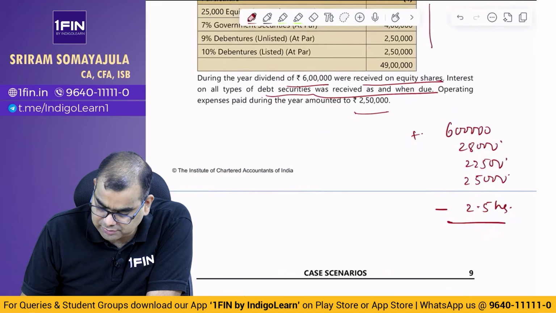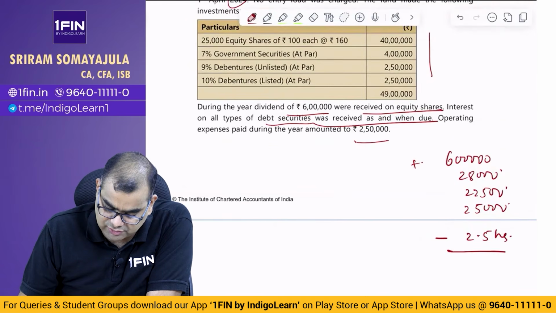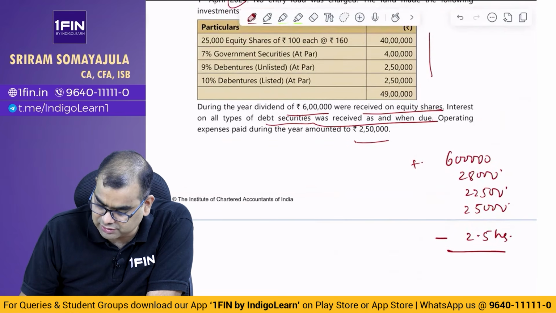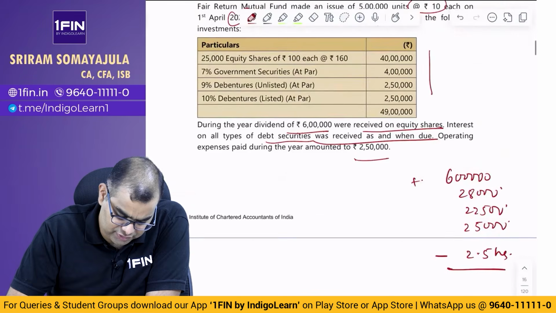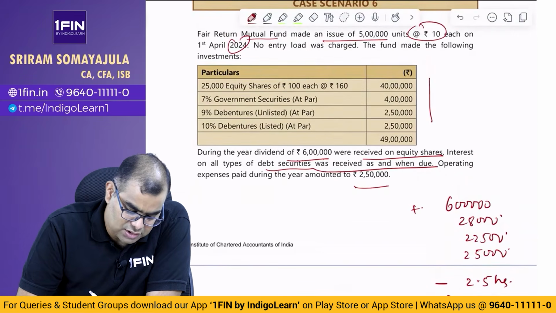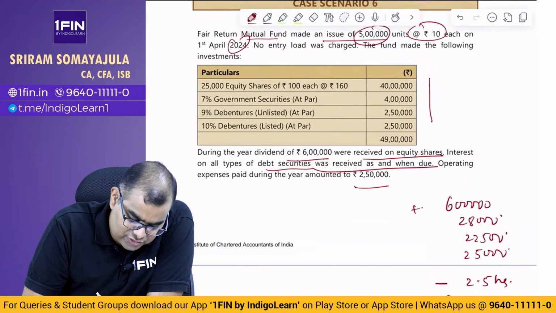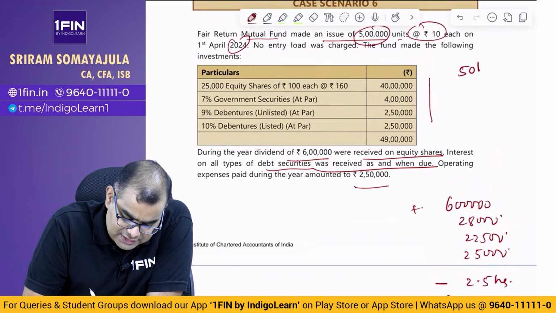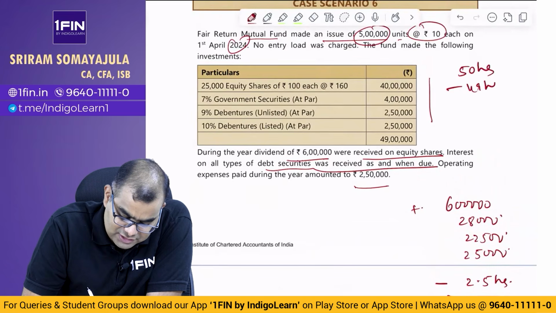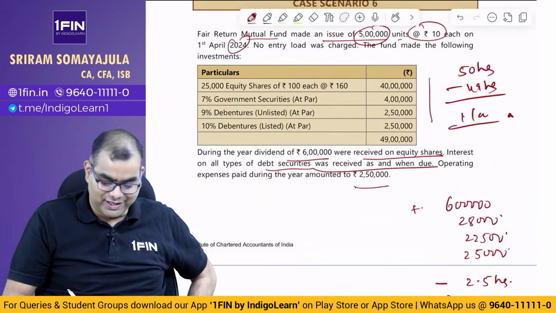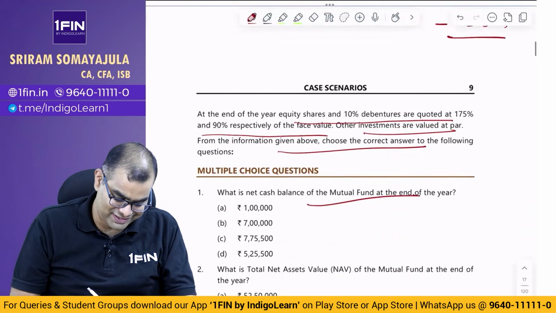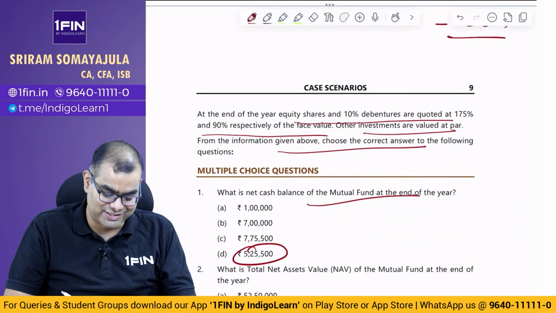6 lakhs plus 28,000 plus 22,500 plus 25,000 minus 2,50,000. You get 5,25,500. Acha. So you see 5 lakh units at 10 is 50 lakhs minus 49 lakhs. So they have 1 lakh balance. My God. See, you have to be very careful. Very good question. Nice twist.